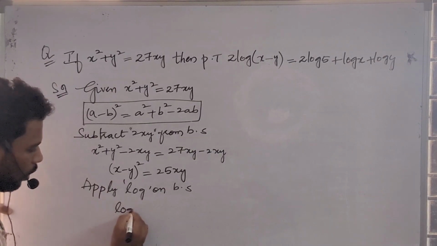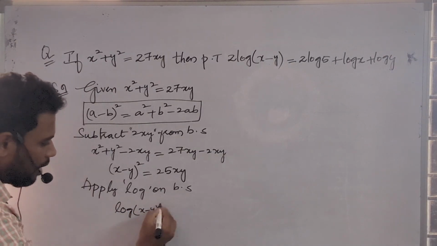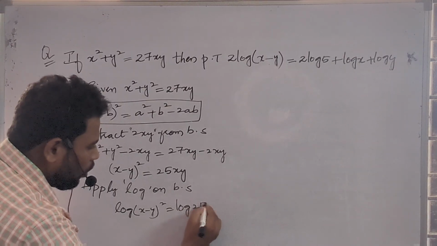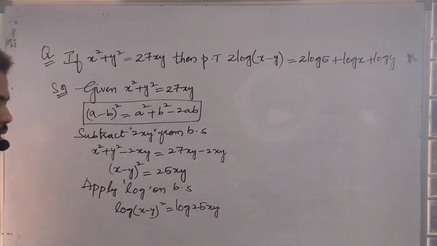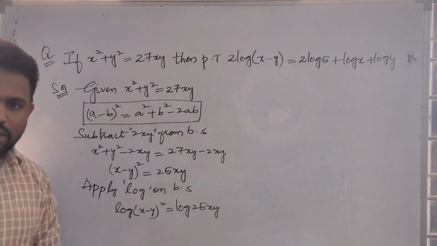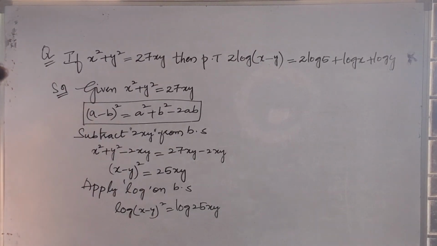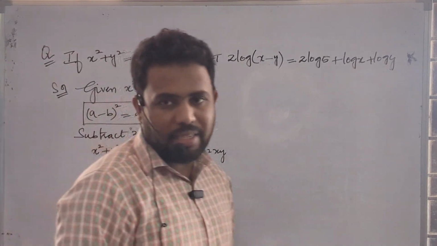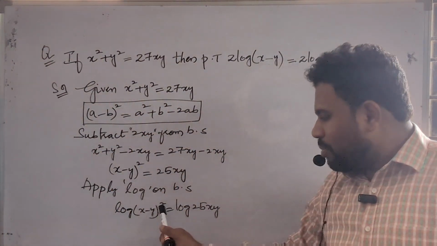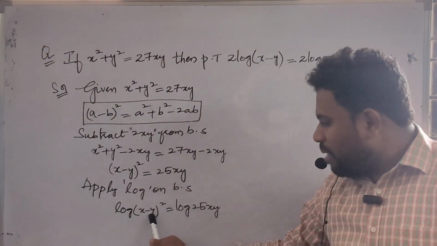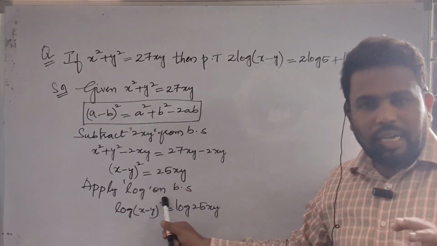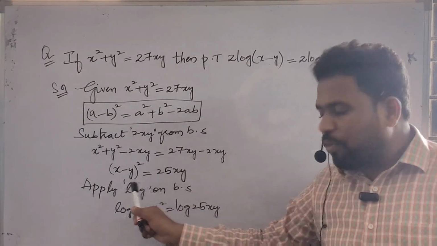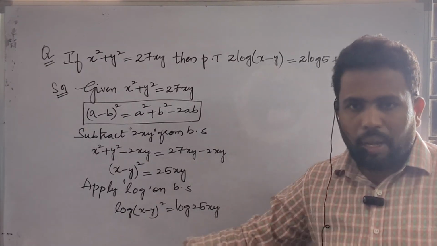So it becomes log of (x minus y) whole square equals log 25xy. Guys, we already studied a few rules for logarithm, where I said very clearly that wherever a power comes, here (x minus y) whole square, what is whole square? It is a power. Whenever a power comes, according to the power rule of logarithm, first we have to write the power.